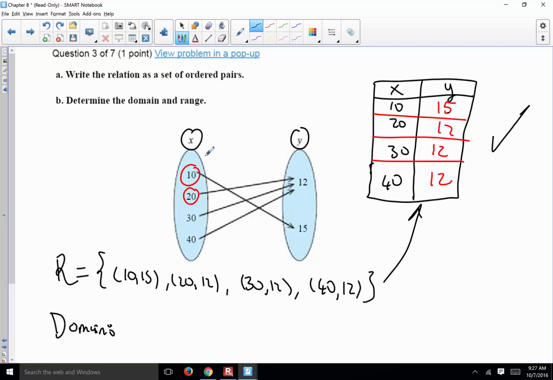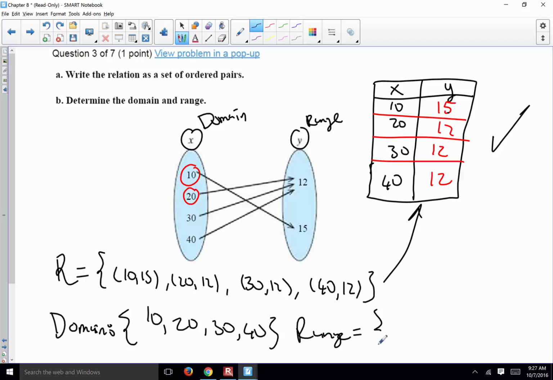But when you're writing the domain, this picture is much better because this is the domain. Just take these numbers in here, and this is your range. And take those numbers down here. So the domain is 10, 20, 30, 40. What is the range? 12 and 15 only. Don't use this table for range because there is repetition here, but this is safe. No repetition on this one. Okay?